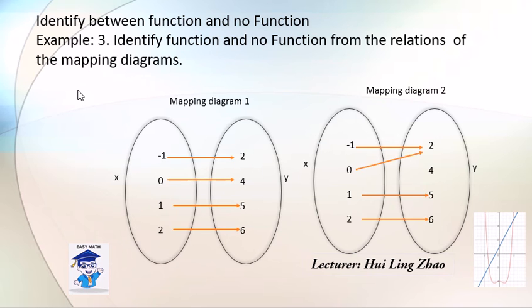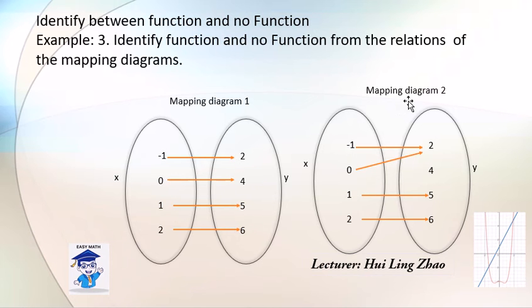Example 3. Identify function or not a function for the mapping diagram. We can see the first one. The x is -1, 0, 1, 2, but the y is 2, 4, 5, 6. The different x correspond with different y, one to one.